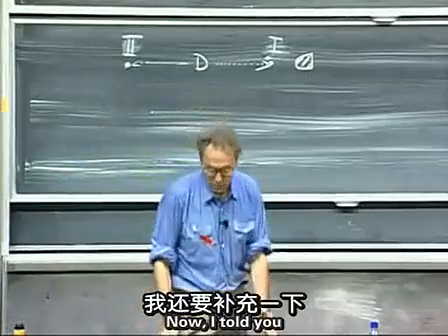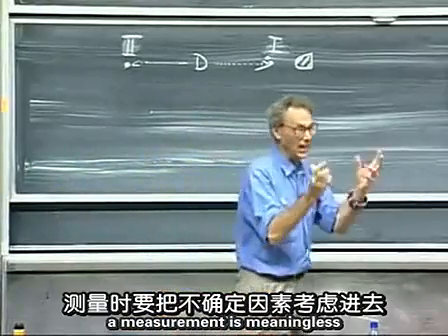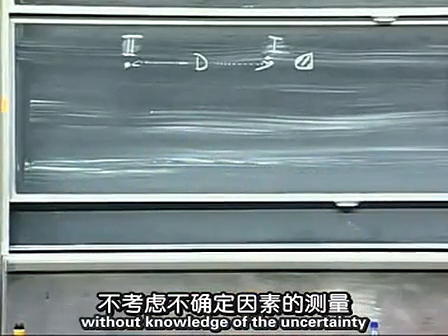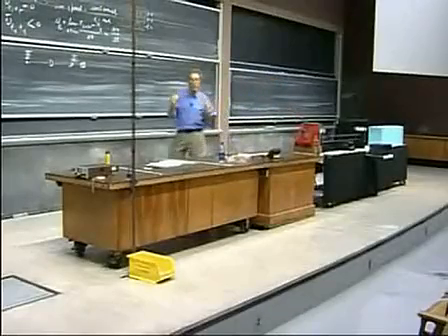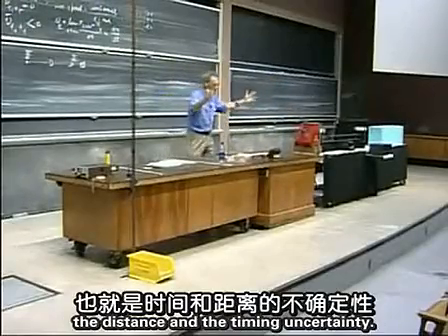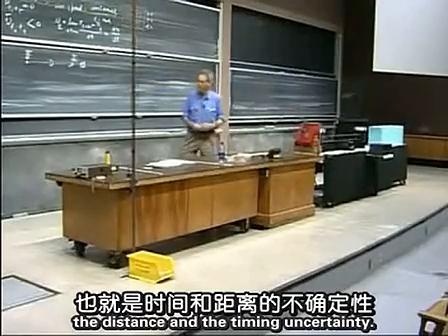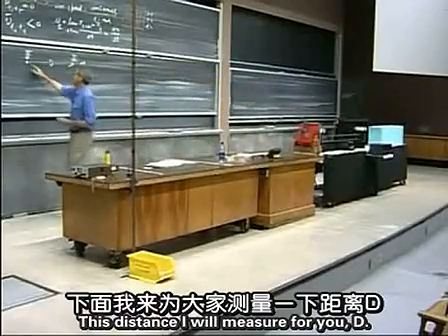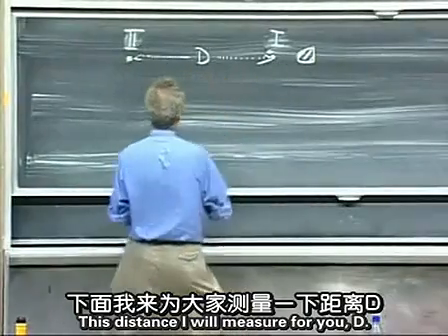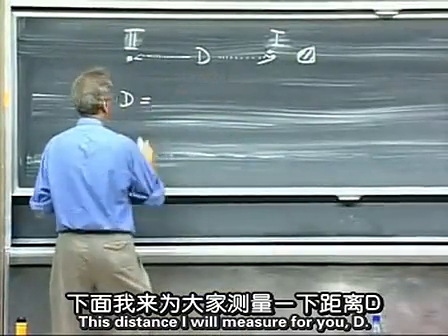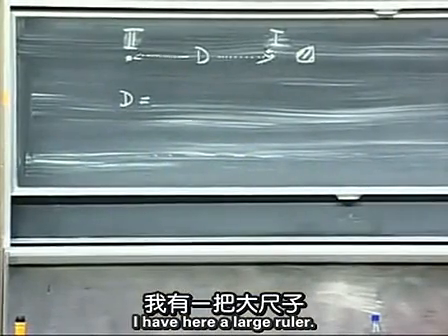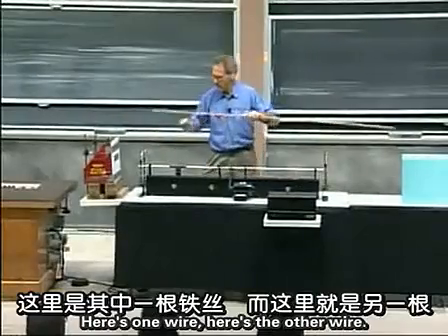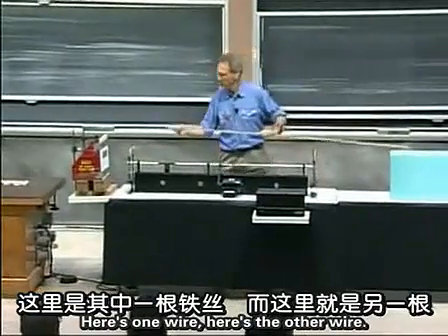Now, I told you a measurement is meaningless without knowledge of the uncertainty in your measurement. So there are two uncertainties involved, the distance and the timing uncertainty. This distance I will measure for you, d. I have here a large ruler. Here is one wire, here's the other wire.